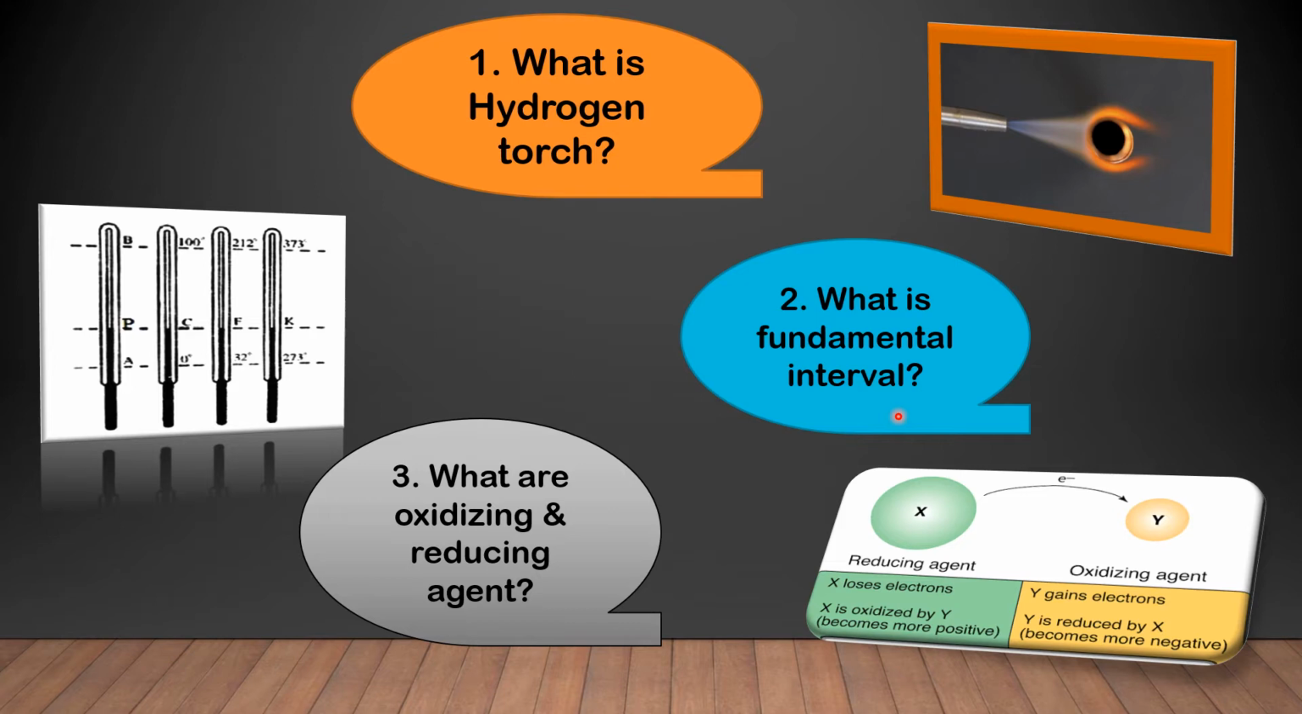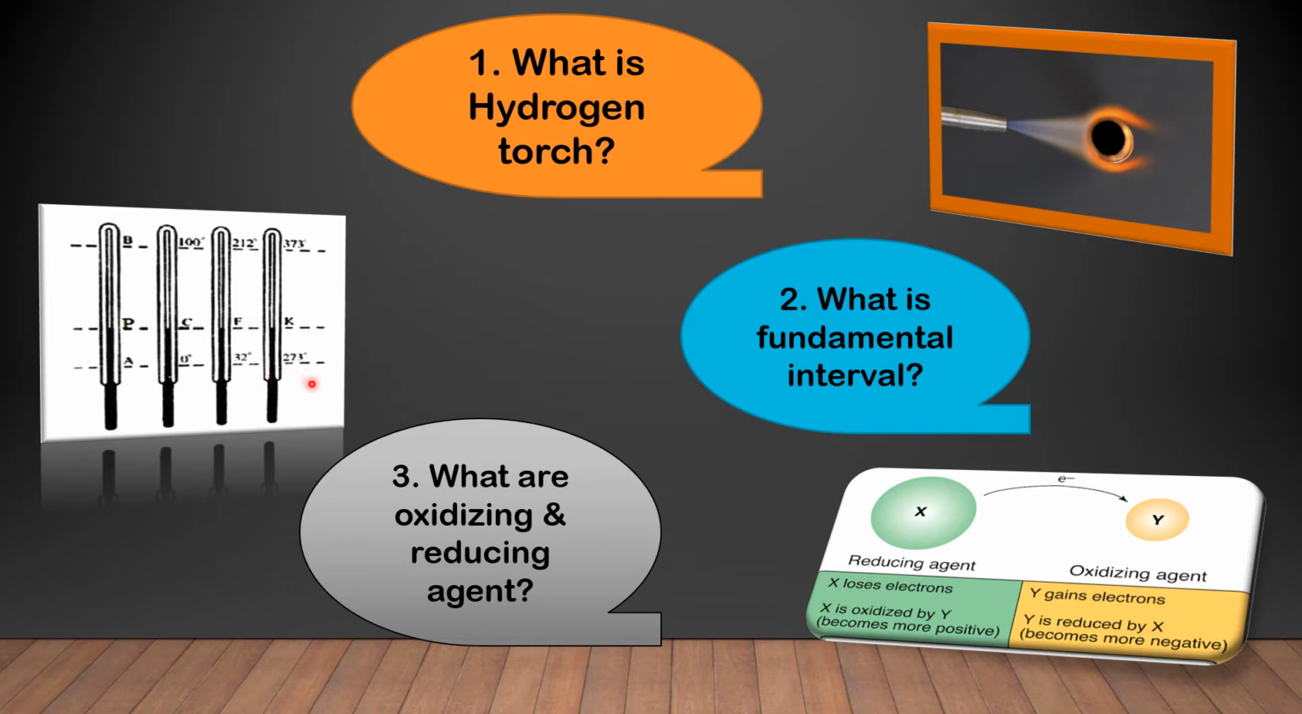Answer: the difference between upper and lower fixed points of a thermometer is called fundamental interval. In case of Celsius thermometer, fundamental interval is 100, because 100 minus 0, 100 is coming. In case of Fahrenheit thermometer, it will become 212 minus 32. So it will come 180. So fundamental interval is 180 in case of Fahrenheit thermometer.